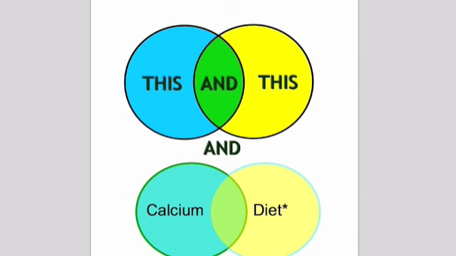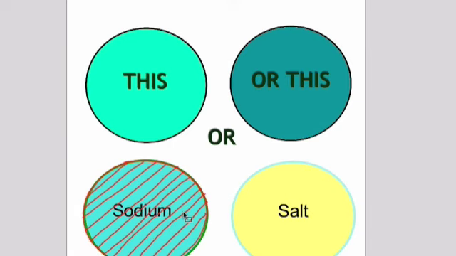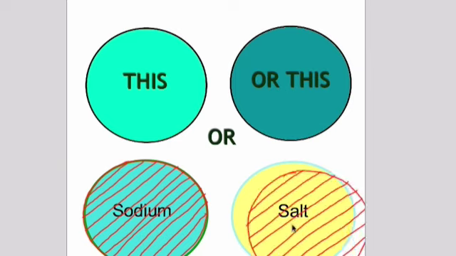Now, and is tricky because most people think that if you use the word and, it's going to add stuff and give you more results. But the truth is, if you're searching for this and that, you're only searching for the articles that have both words in it simultaneously. So if it only has calcium and it only has diet, those results aren't going to get pulled up. This is the result that's going to generate. Where if you choose the word or, it's going to give you all the results of the articles that have sodium plus all of the articles that have the word salt in it.